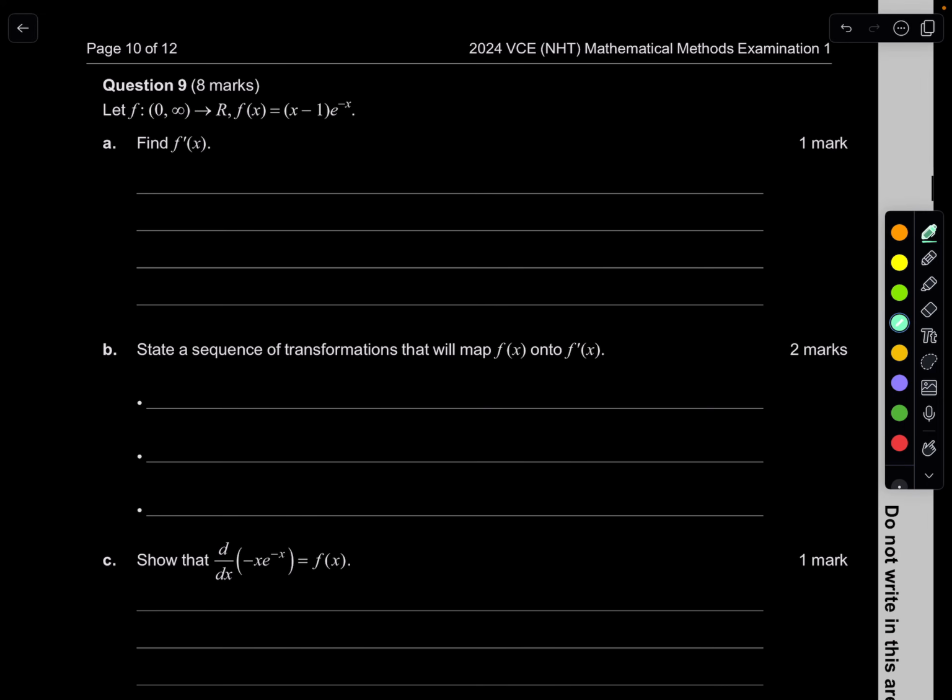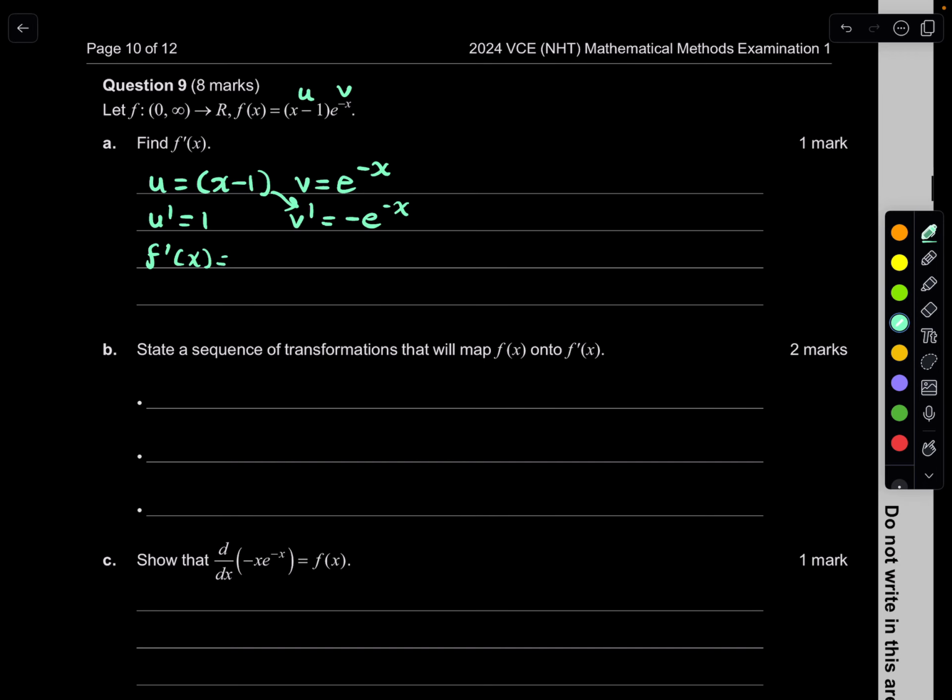Easy. So the product rule. So we're going to let u be this, v is that. So u equals x minus 1. V equals e negative x. U dash equals 1. V dash equals negative e negative x. Beautiful. So now, f dash of x, remember the rule.